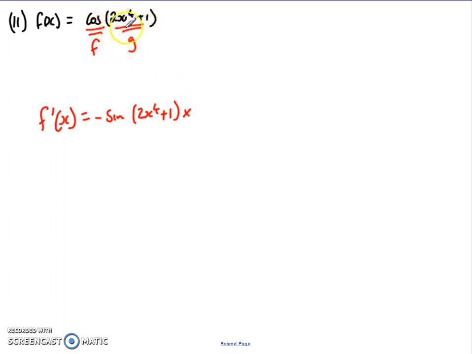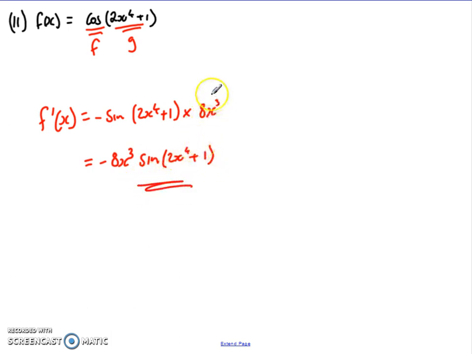2x to the power of 4, the derivative of that becomes 8x cubed, and then plus 1, the derivative of that is nothing, so we just leave that part off. So we can then simplify it and say our derivative is negative 8x cubed sine of 2x to the power of 4 plus 1. There's our answer for this one.